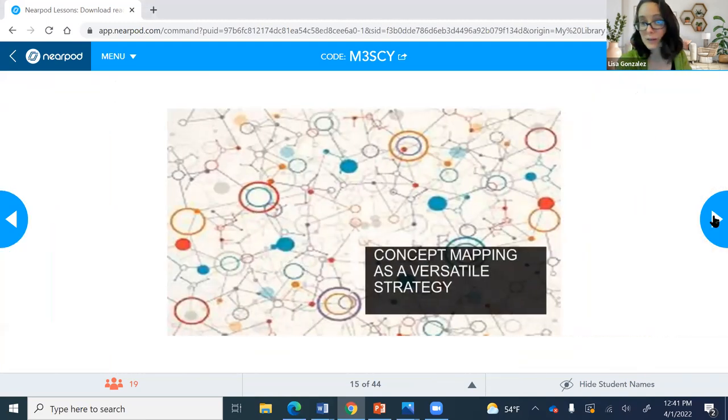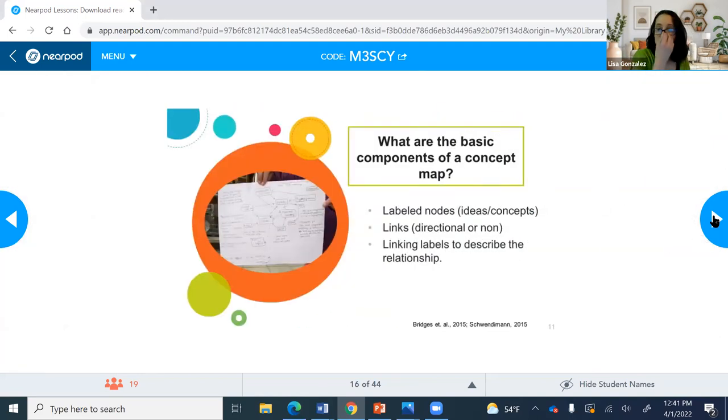Okay, so now let's talk about concept mapping. What are the basic components of a concept map? A concept map includes labeled nodes, links, and linking labels to describe the relationships. Directional links typically mean that one leads to another. Non-directional links mean that there's a relationship there, but it's not necessarily one thing happening before the next.